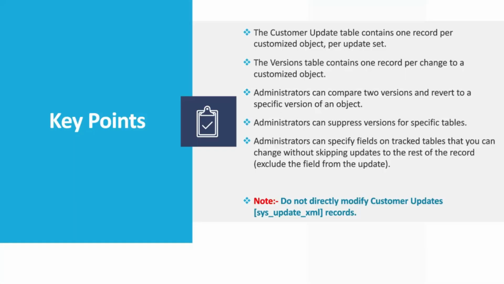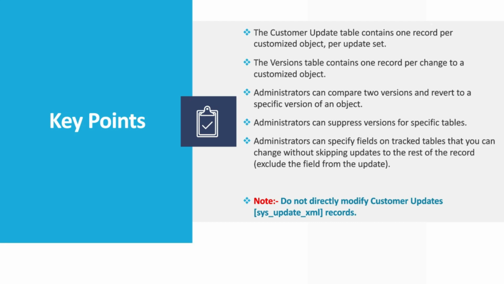Okay. So what are the key points as part of update sets? The customer update table contains one record per customized object per update set. The version table contains one record per change to a customized object. Administrators can compare two versions and revert to a specific version of an object.